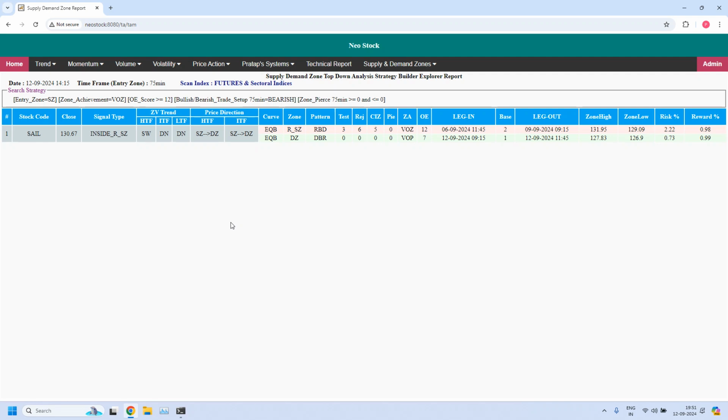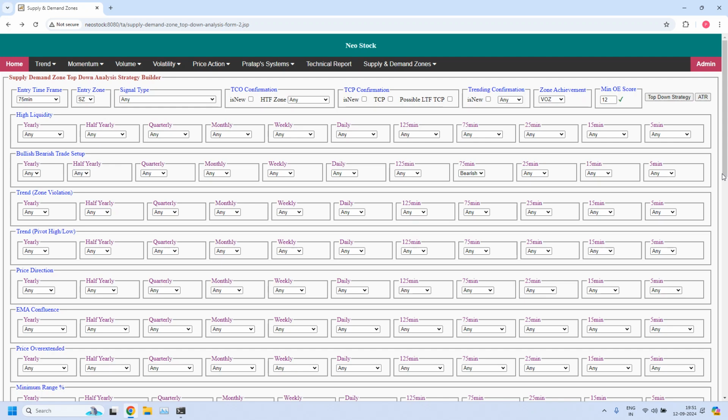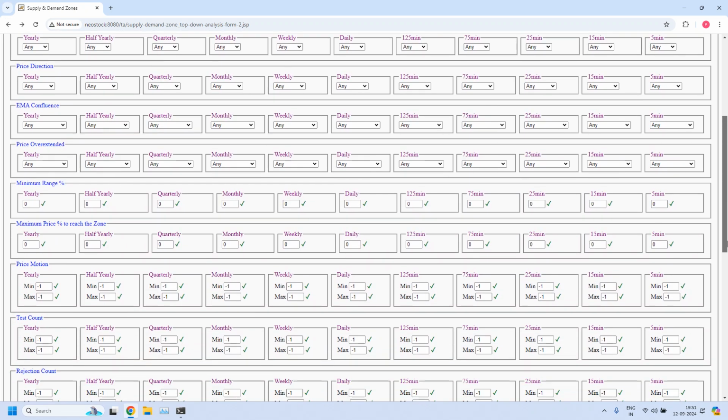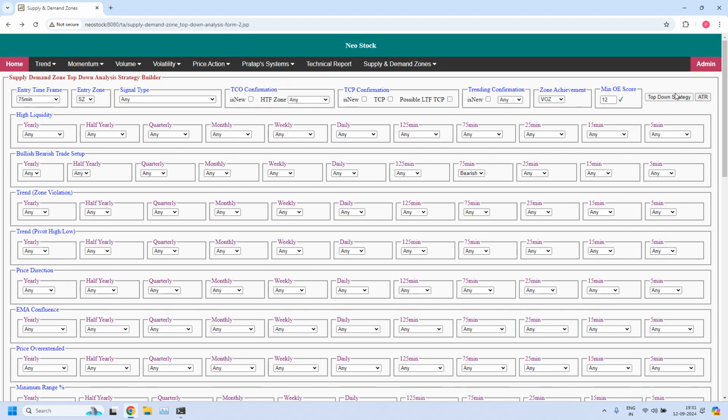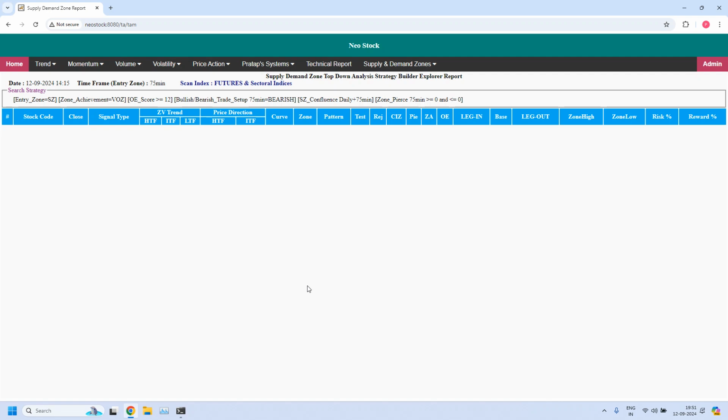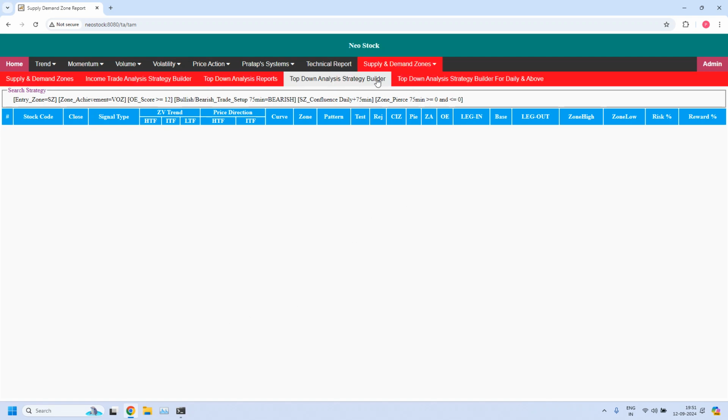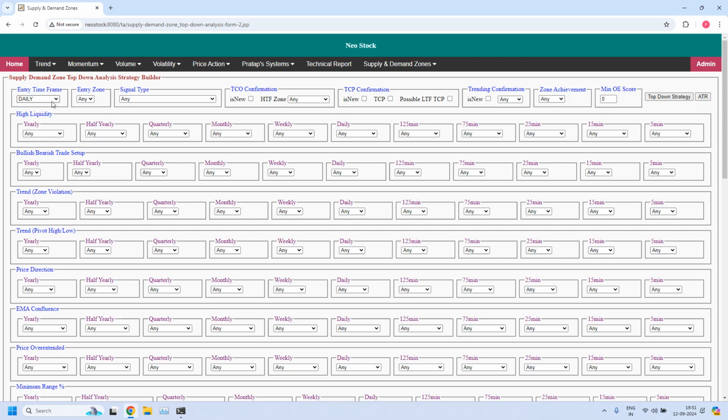Okay, now let's verify if this has any ITF confluence. The supply zone confluence, that is the 75 minute supply zone with the daily supply zone. I am enabling the filter. No, it's not having any ITF confluence. Fine.